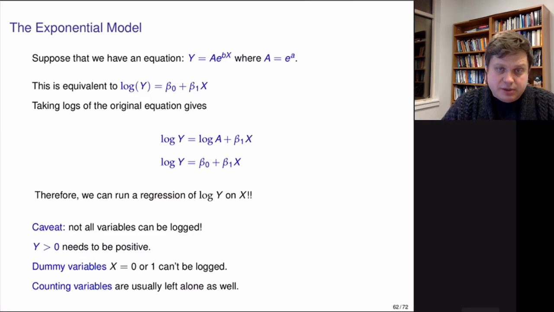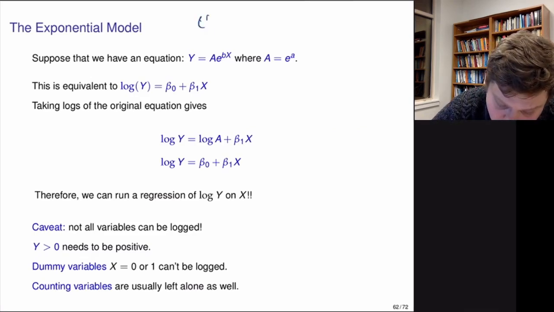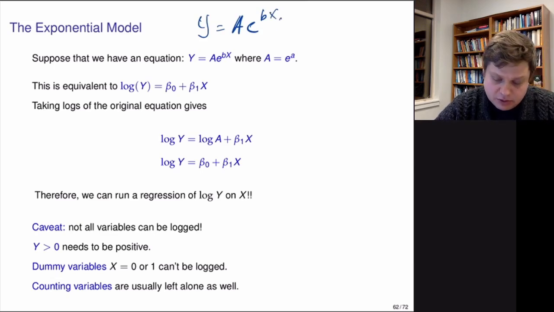Another example is the exponential model. So y is just an exponential function of x, and there are a few examples when this happens. One example is compound interest.